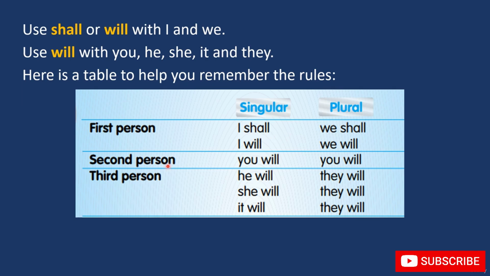But in the second person and also the third person, you, he, she, it, they, singular and plural, all of them are used with will. So again, if I need to use I or we, I can say I will or I shall. But he, she, it, you, and they must be used with only will. I cannot use shall.